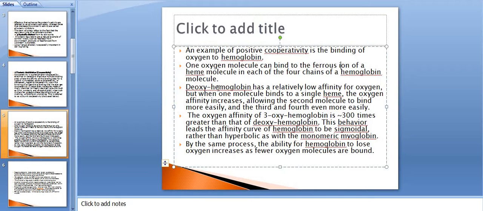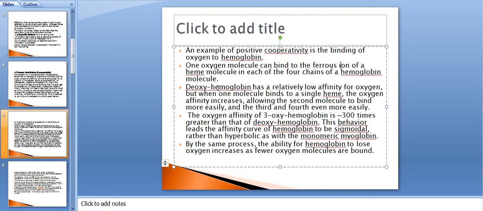Okay, the oxygen affinity of 3-oxyhemoglobin is approximately 300 times greater than that of deoxyhemoglobin. This behavior leads the affinity curve of hemoglobin to be sigmoidal rather than hyperbolic as with the monomeric myoglobin.